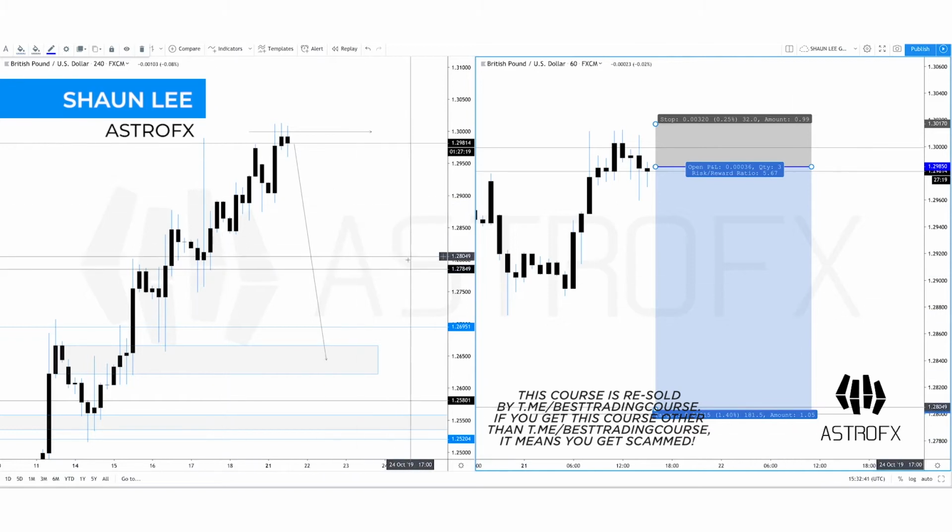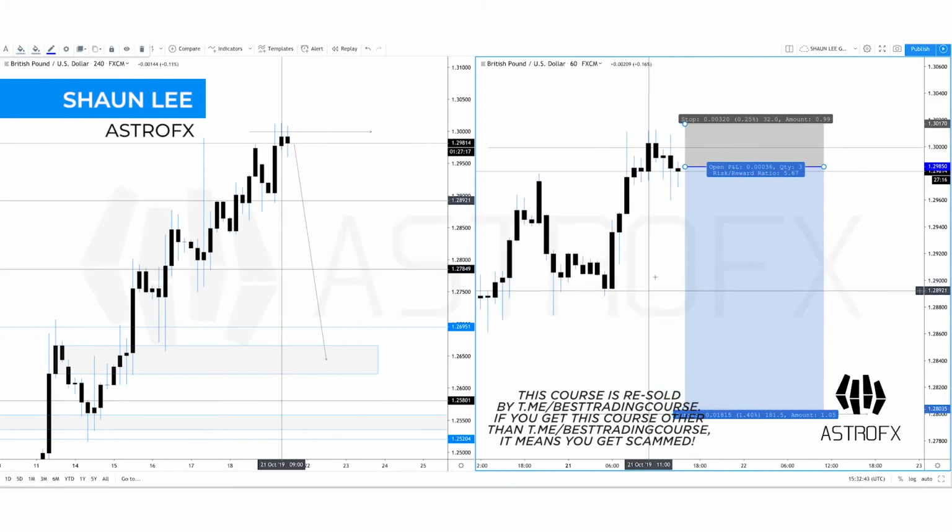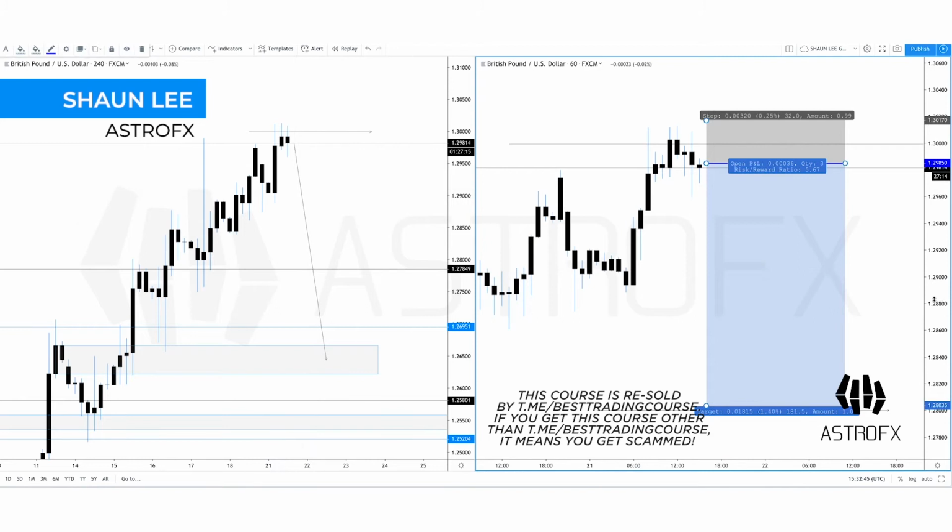So it's a good area of value, and it can give us confidence to hold this trade for maximum potential. It's a 181 pip target from a 32 pip stop loss. So we're going to see how this one plays out in the next few days.